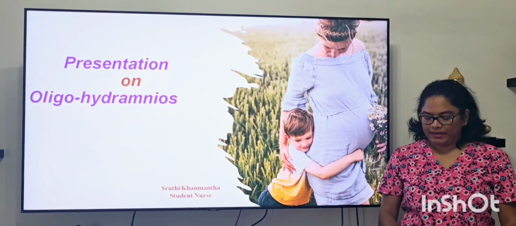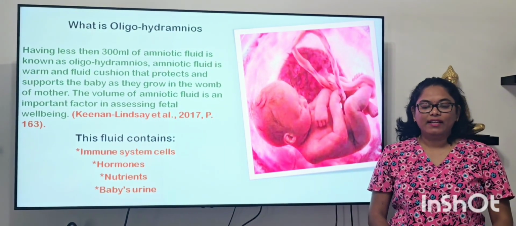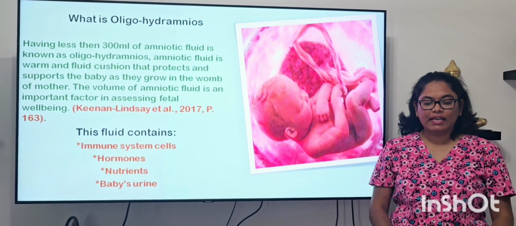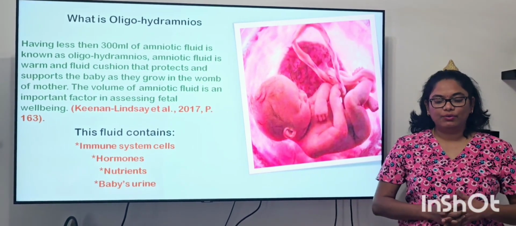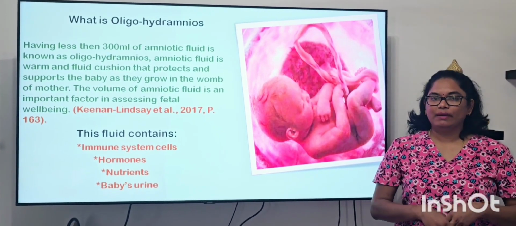Presentation on Oligohydramnios. What is oligohydramnios? Having less than 300 ml of amniotic fluid is known as oligohydramnios. Amniotic fluid is the warm and cushion-like fluid that protects and supports the baby as they grow in the mother's womb.